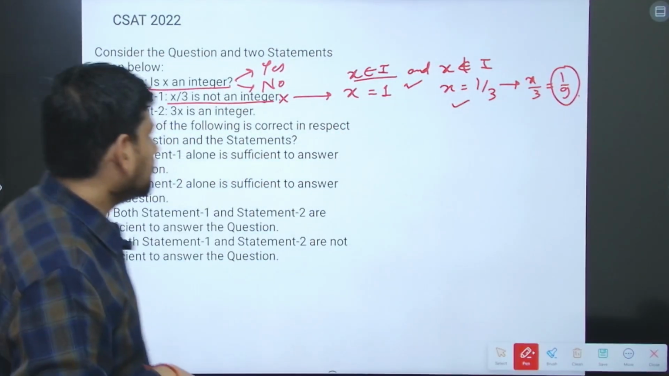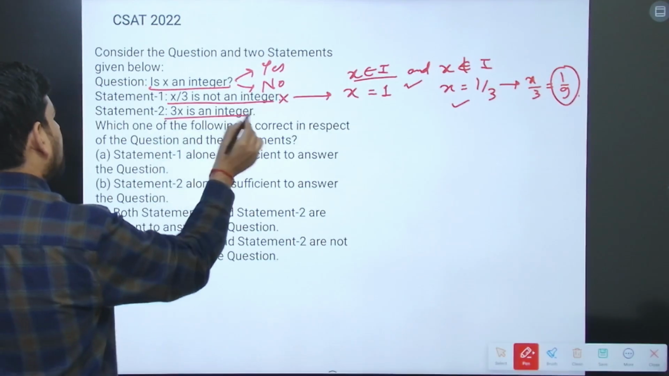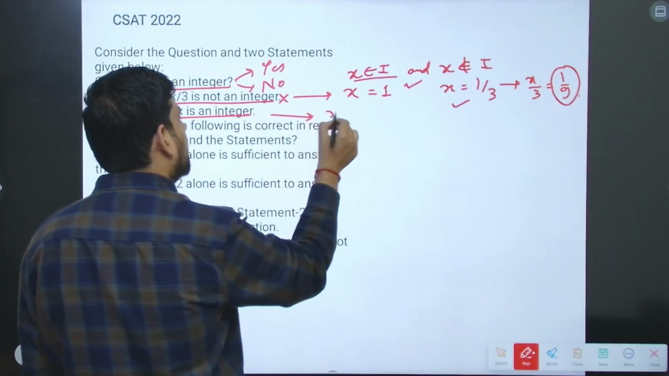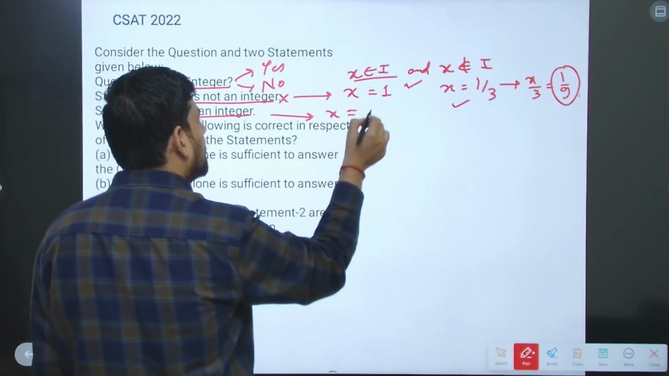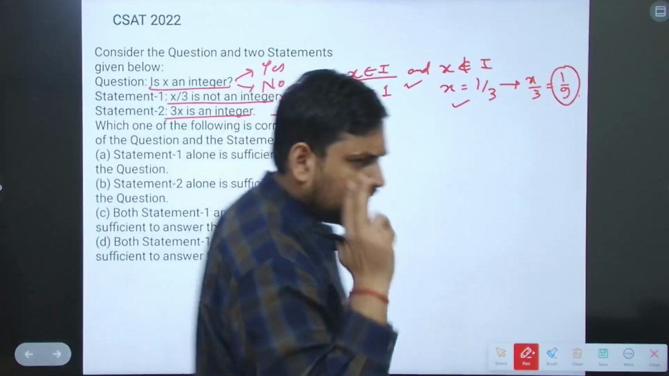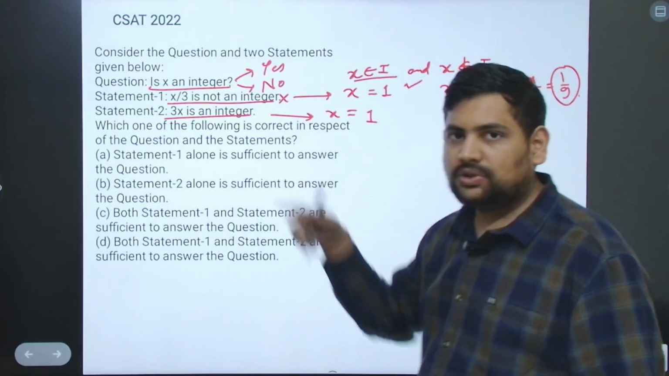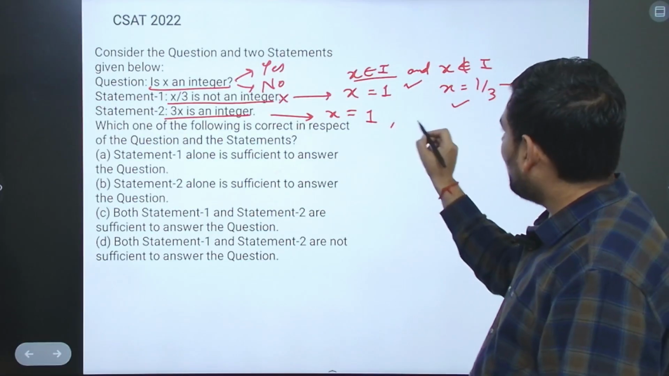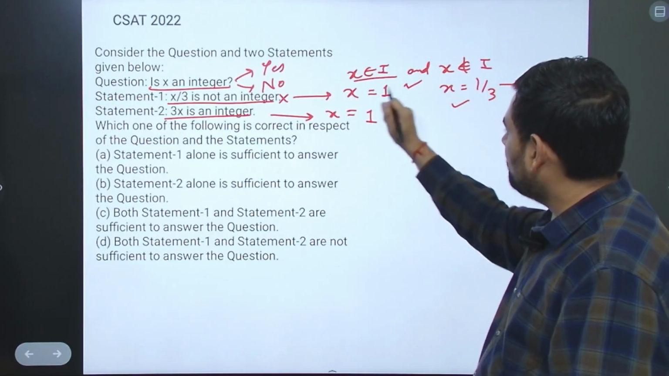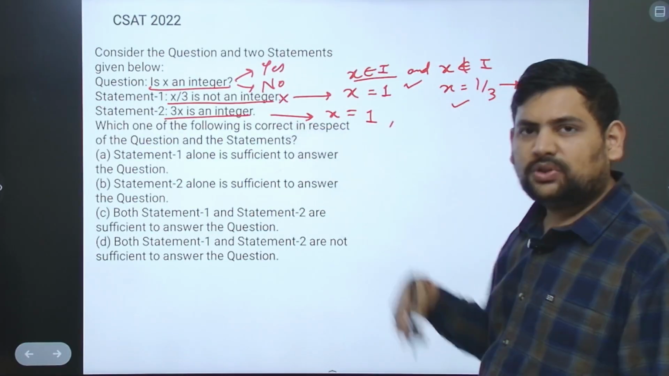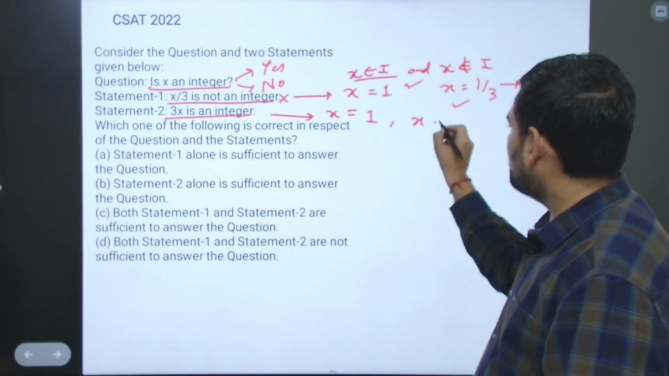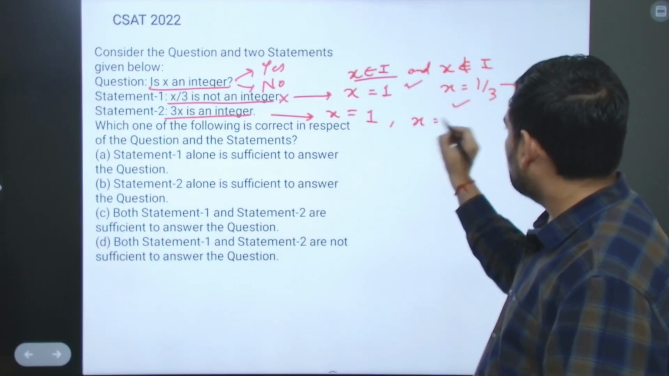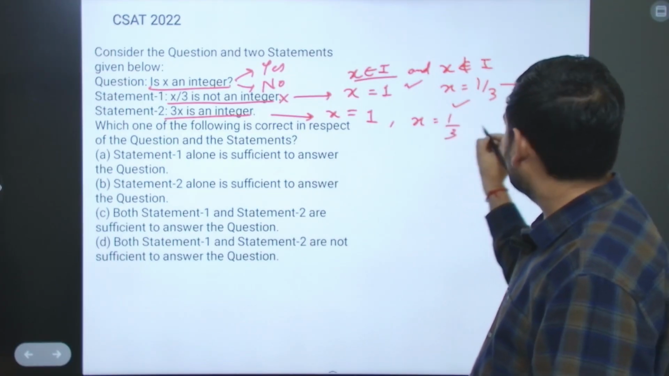Then next, 3x is an integer. Now I take x equals, for example, let's say x equals 1 again, and now I'm trying to disprove this. So next, I can take x equals 1 by 3, but that will give me the same result. So let's try to disprove this statement also. So let's take x equals, let's say 1 by 3 only.